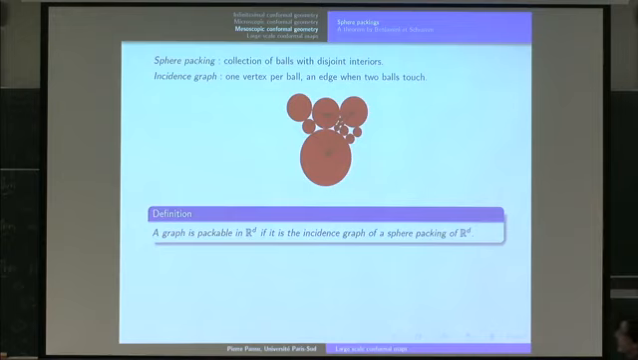And let me, following Benjamini and Schramm, introduce this definition that a graph is packable in Euclidean space R^d if it is exactly isomorphic to the incidence graph of some sphere packing of R^d. So the goal of this definition is to view a sphere packing as a kind of map of a given graph into Euclidean space with special properties. It's an unusual point of view on sphere packings.